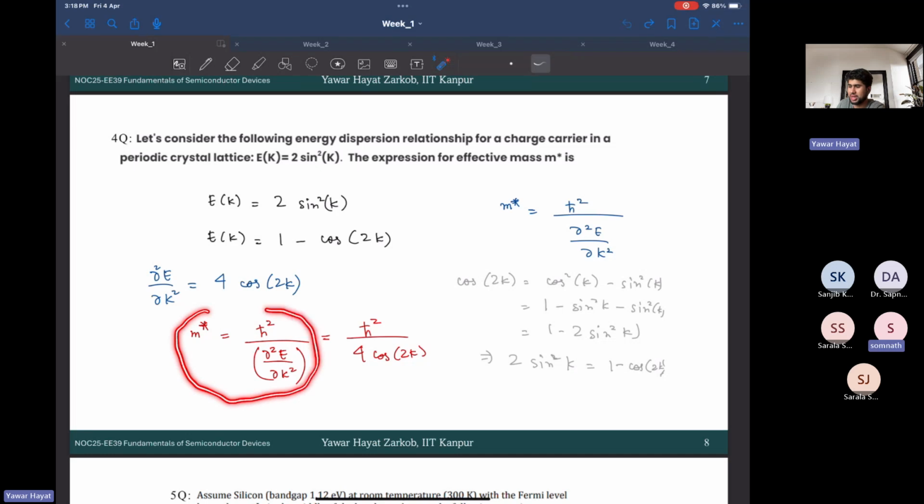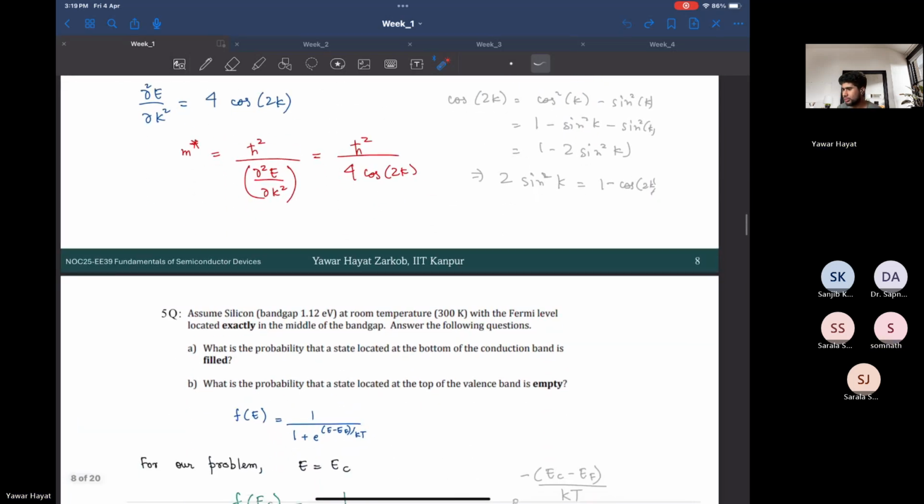Then my effective mass is simply h bar square by d square E by dk square. This is simply a mathematical problem. The reason I put this problem was to make you comfortable using these E-K relations for the effective masses. So that's how you compute the expression for the effective mass in this question, and it comes out as h bar square by 4 times cos of 2k.